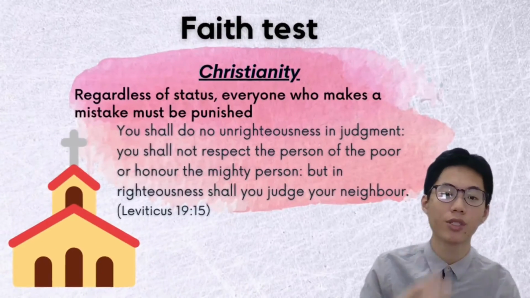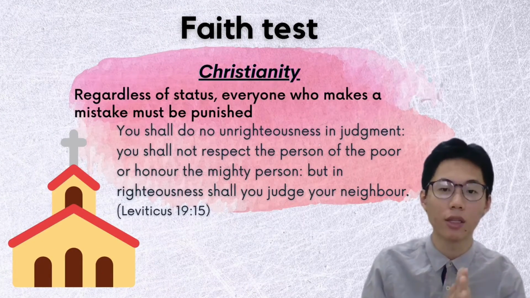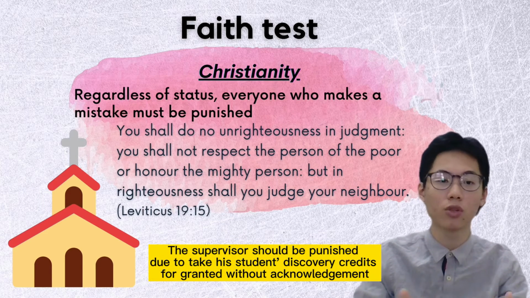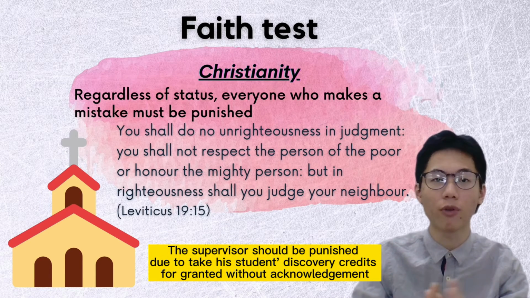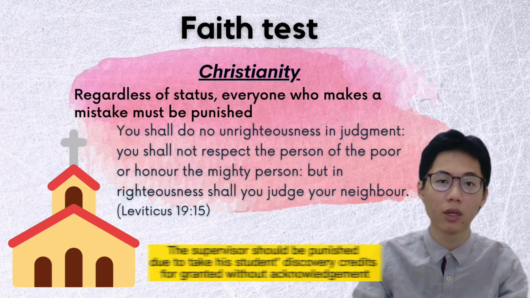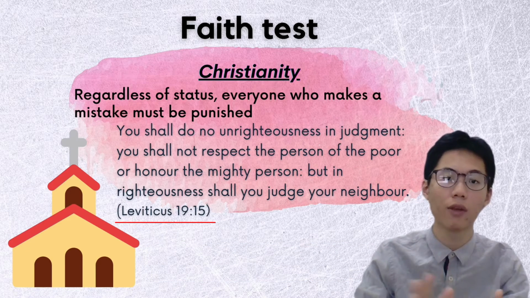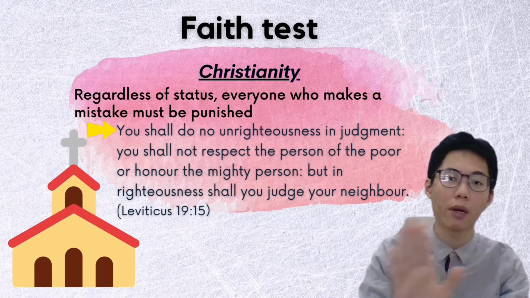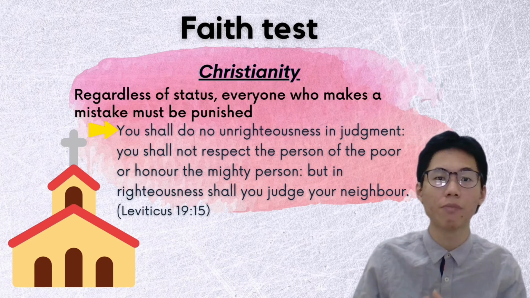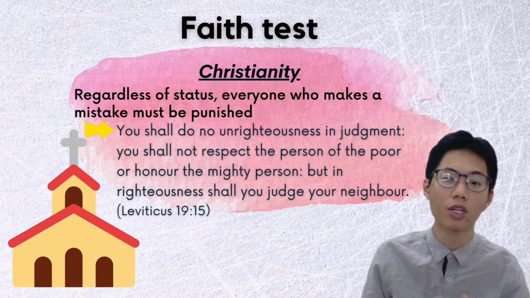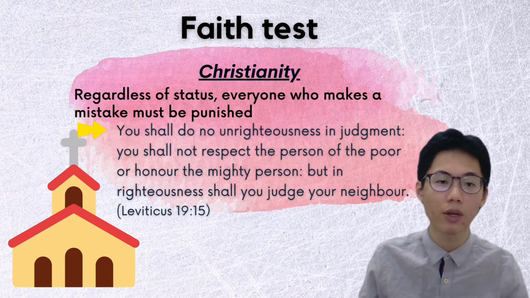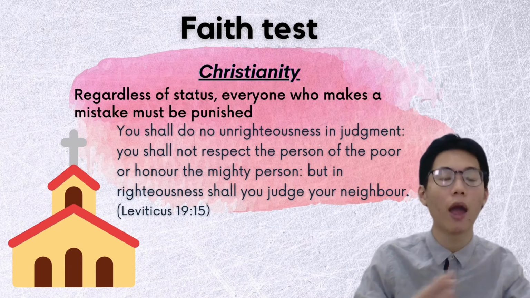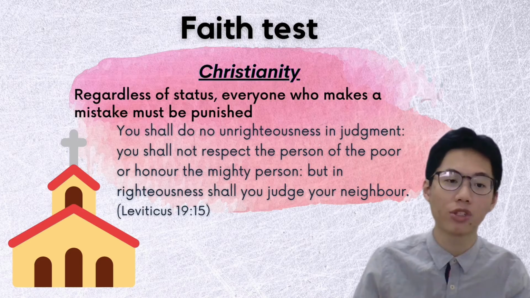So next, the second religion that we refer to is Christianity. So the supervisor should be punished because his student's discovery was taken and credit granted without acknowledgement. So refer to Leviticus 19:15. You shall do no unrighteousness in judgment. You shall not respect the person of the poor or honor the person of the mighty, but in righteousness you shall judge your neighbor. So as a result, regardless of status, everyone who made a mistake must be punished.